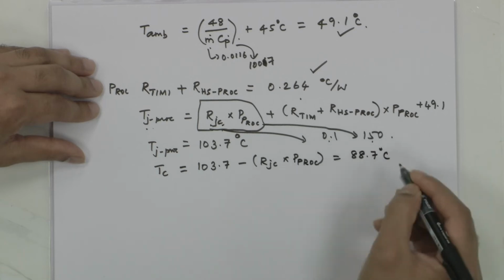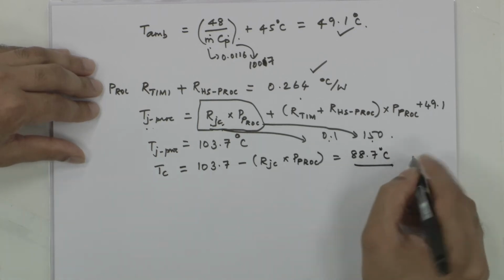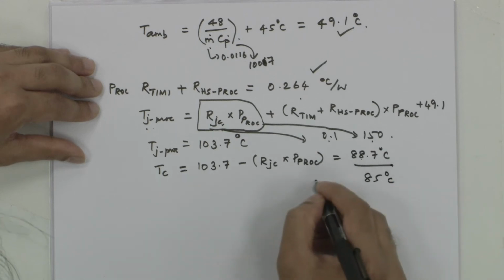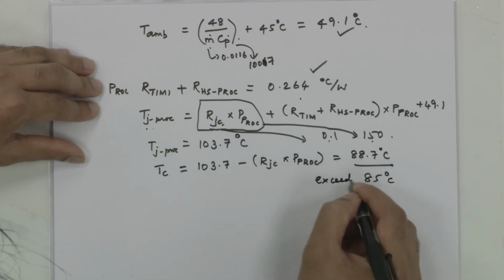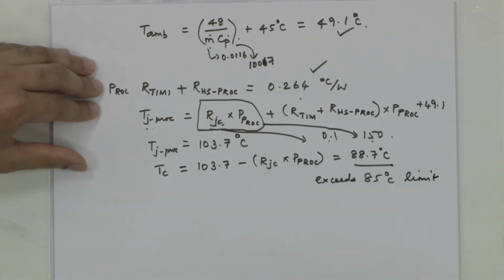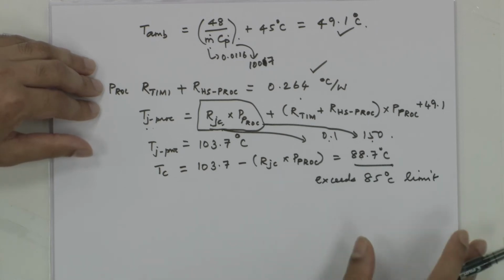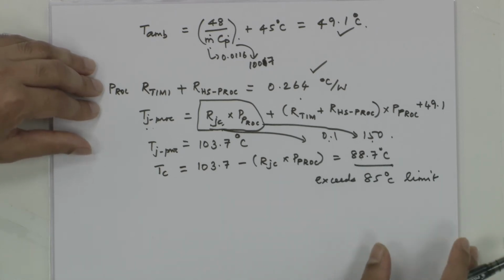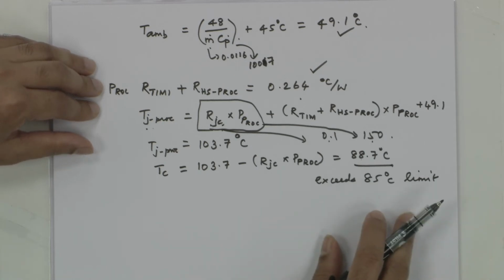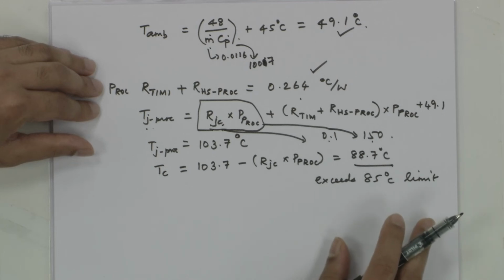88.7 degrees Celsius. But the problem states that this cannot exceed 85 degrees C. So, this exceeds the 85 degree limit. That means placing the heat sink or the low power device upstream of the processor is actually going to make the processor hotter. So, it will indeed reduce the reliability of the processor. So, we cannot place the low power device before the processor.